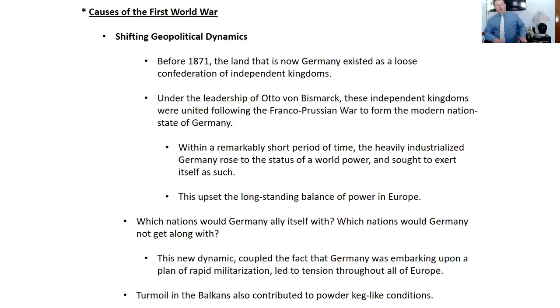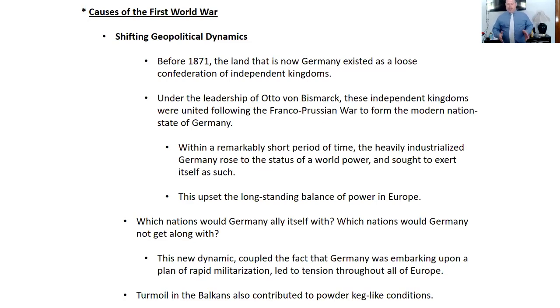Before 1871, the land that is now Germany existed as a loose confederation of independent kingdoms. But under the leadership of Otto von Bismarck, these independent kingdoms were united following the Franco-Prussian War to form the modern nation state of Germany. Within a remarkably short period of time, the heavily industrialized Germany rose to the status of a world power and sought to exert itself as such. And this upset the long-standing balance of power in Europe.